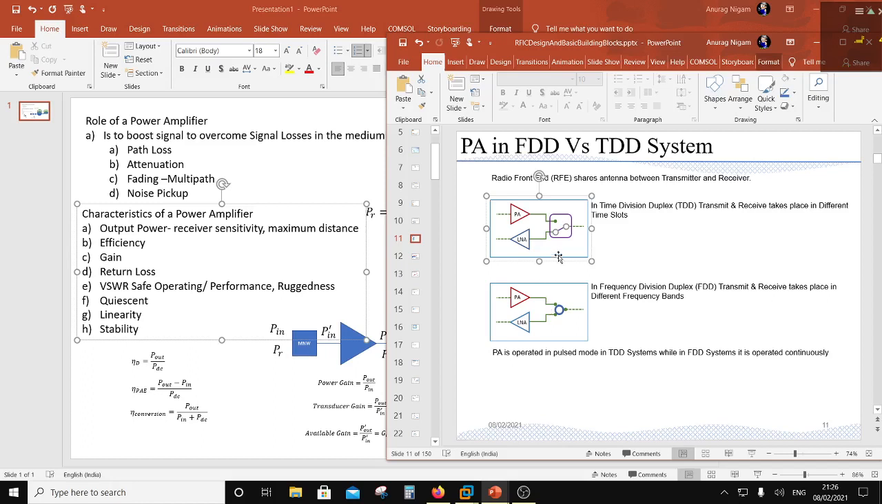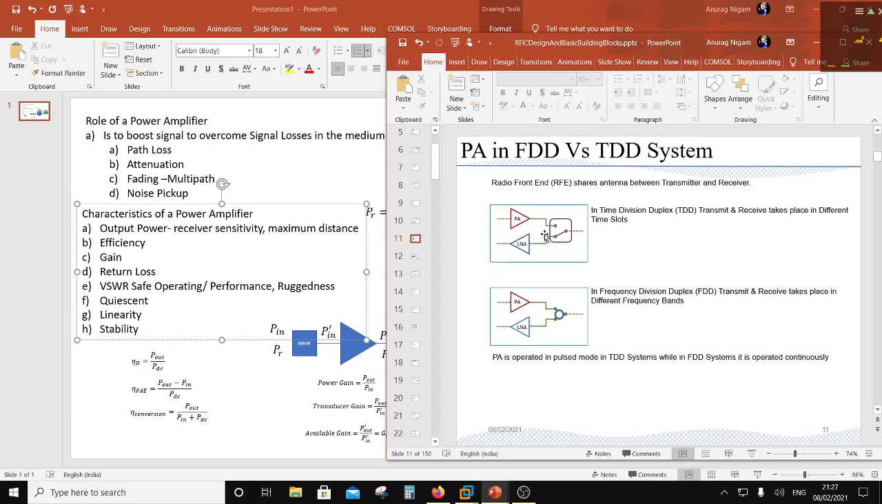Now what are the examples? The examples of a TDD system are computer networks, Wi-Fi, right? And the example of an FDD system is your phone. It is CDMA, for example. This is an example of an FDD system, right? So you transmit in a different band and receive in a different band. So there is a difference between a PA operating in a TDD system and a PA operating in an FDD system. So when you are a designer, you are supposed to know this.